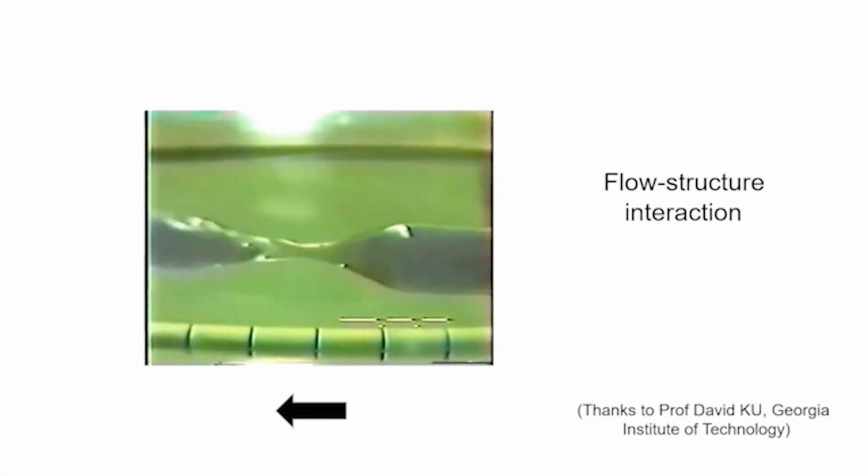This is a fascinating dynamical system involving flow, structure, interaction, which has been examined a lot and is still being examined theoretically and experimentally in the lab. So this is an example of fascinating fluid mechanics, which is driven by experiments on collapsible tubes, which are inspired by looking at the venous flow in mammals.